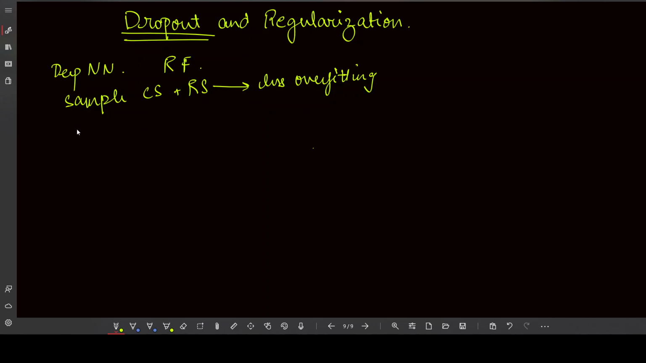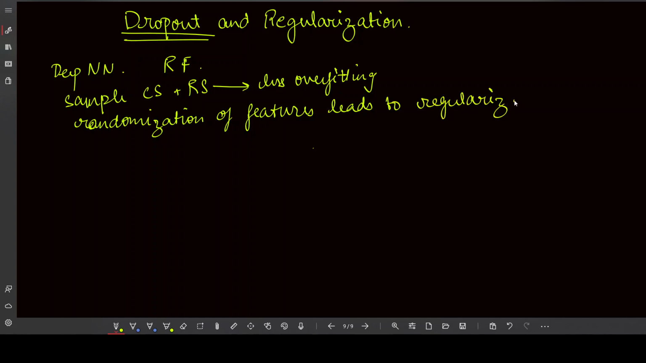So what this basically means is that randomization of features leads to regularization, right? Correct? And that's exactly what dropout does as well. Dropout is basically regularization, but for deep neural nets.